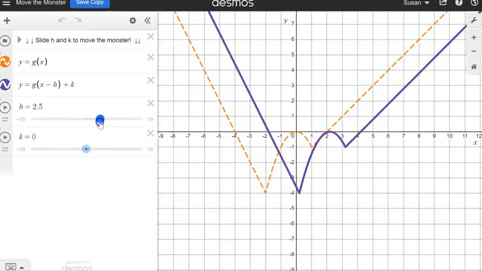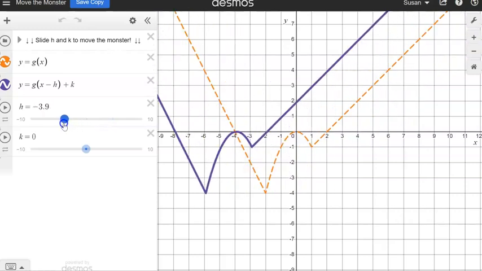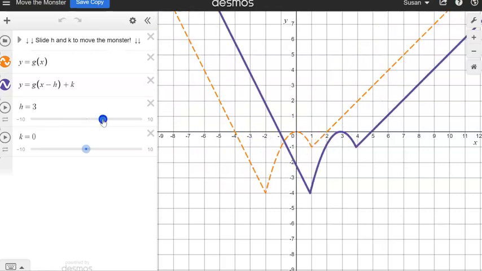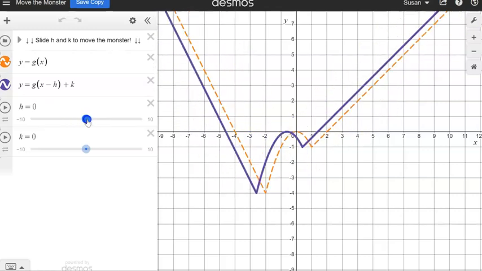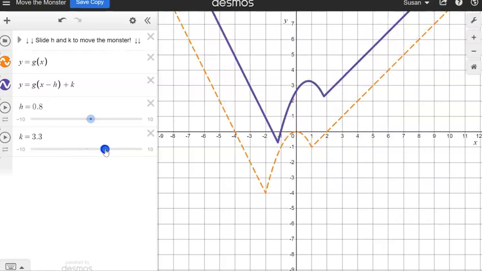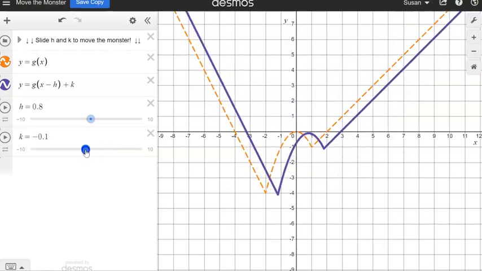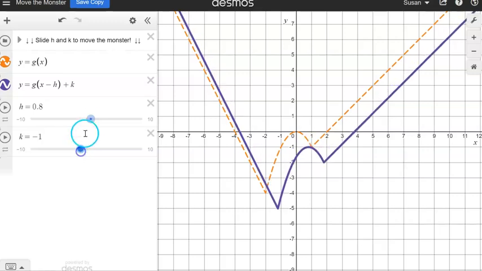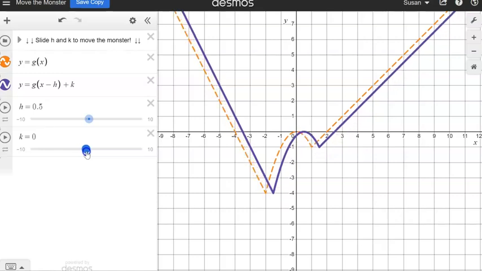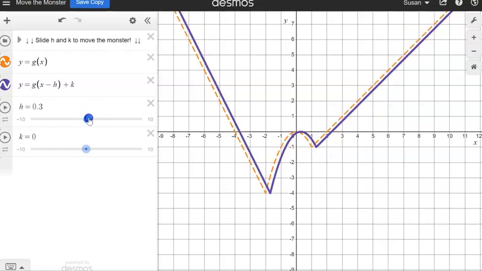So as they slide the H to the left and to the right, they should notice that the graph is moving in a horizontal way, left to right. And as they slide the K up and down, the graph moves up and down. So notice the numbers, and this is basically their first introduction to translating in the plane.